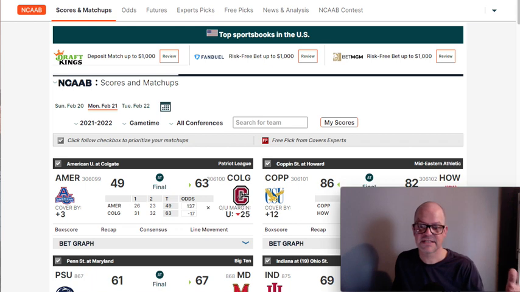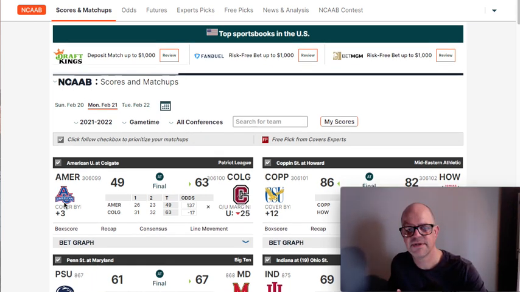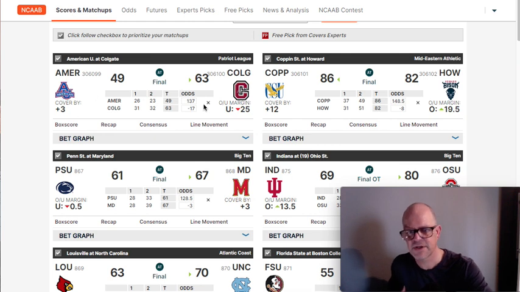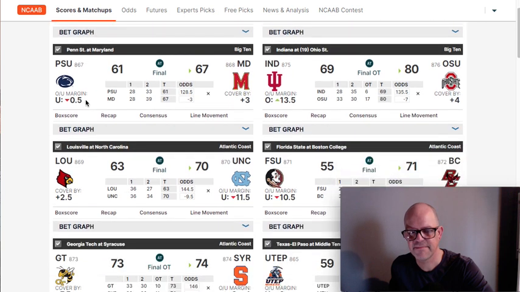So we're going to teach some valuable lessons throughout this. So let's dive into it and look here. First game, American and Colgate. We had American favored via our power rankings. They were +17, Colgate -17. You take the points in this scenario. American covers by 3.